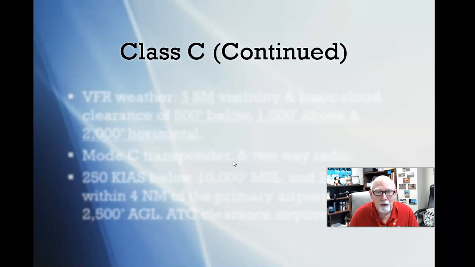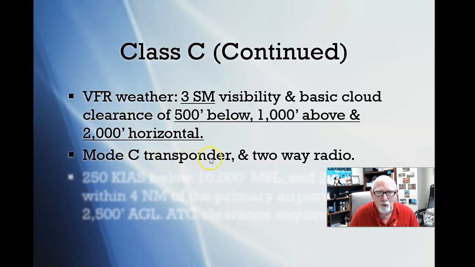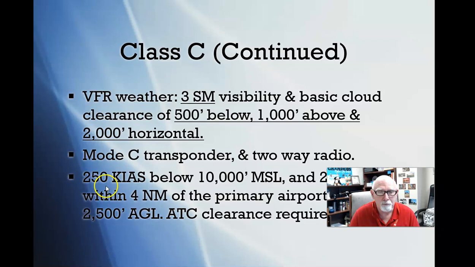Class C, again, your weather minimum inside of Class C is 3 statute miles, and your cloud clearance is 500 feet below. You have to stay 1,000 feet above and 2,000 feet horizontally from any clouds. If you're VFR, you cannot go in the clouds. You've got to have a Mode C transponder and now ADS-B and a 2-way radio.